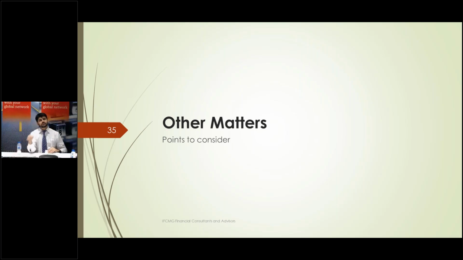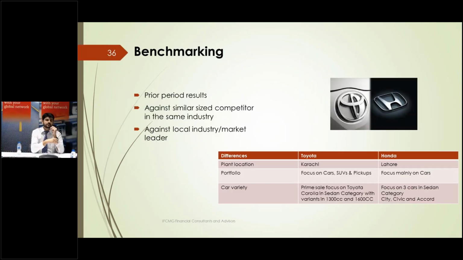Other matters that we need to consider is benchmarking, which I briefly discussed initially. Now I'm just revisiting that. For that, the most common competitor that we choose for Toyota is Honda. They apparently look very similar, but if we say benchmark against a similar size competitor, Honda may not be the correct fit, but due to lack of options, it will be the only thing available.